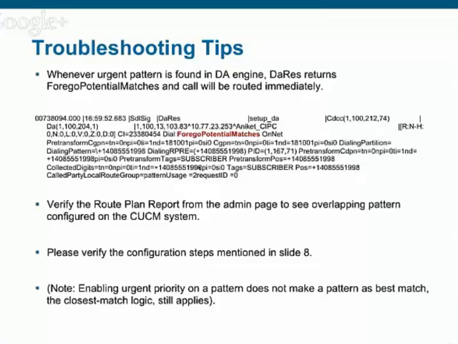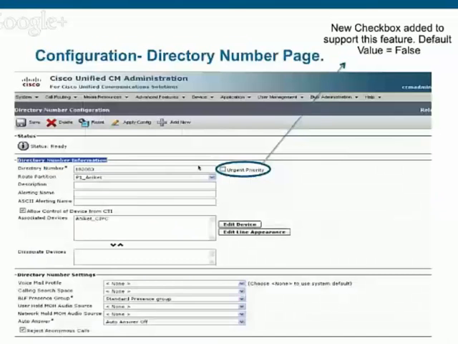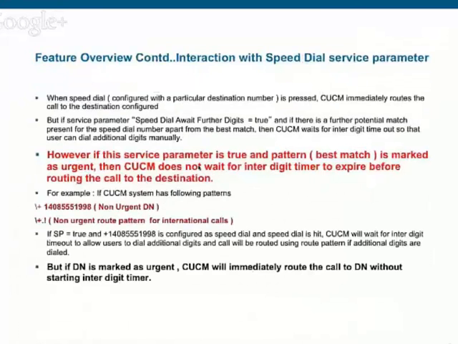So it's good to verify your dial plan using the route plan report that's available on your CUCM admin page, just to see that you don't have any conflicting route patterns. And also, like I mentioned, make sure the configuration steps are correct. This is how it's going to look in CUCM 10.x on your directory number.